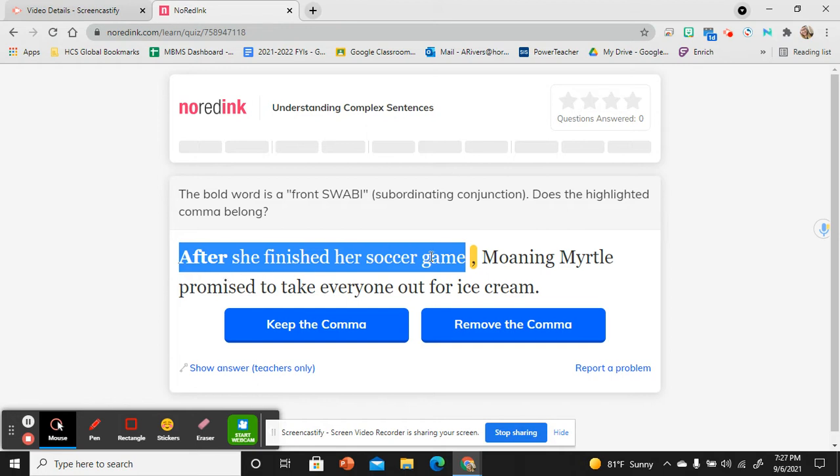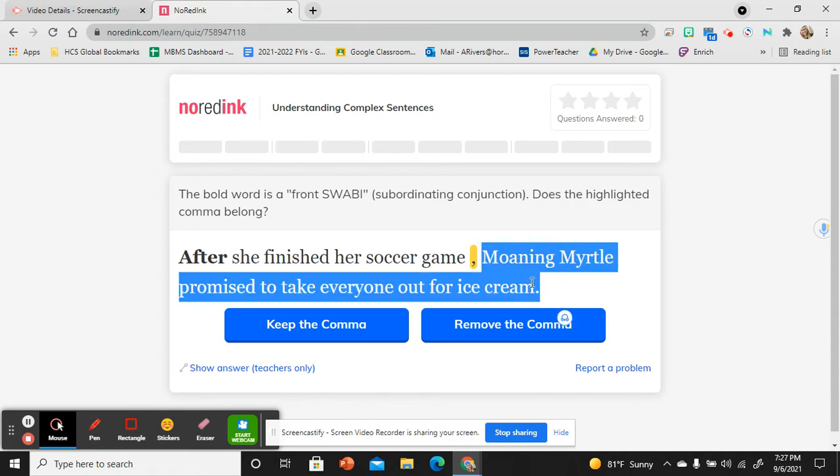After she finished her soccer game. If I said to you, after she finished her soccer game, you'd be like, okay, cool, Miss Rivers, what's going to happen after she finishes her soccer game? That's why this is dependent. This part of the sentence that's highlighted right here in blue depends on the rest of the sentence for the remainder of the information. So after she finished her soccer game, Moaning Myrtle promised to take everyone out for ice cream. This right here is still an independent thought. We haven't changed that at all.